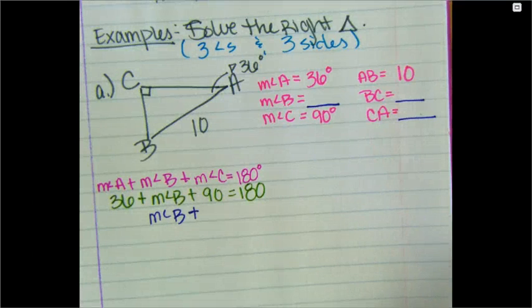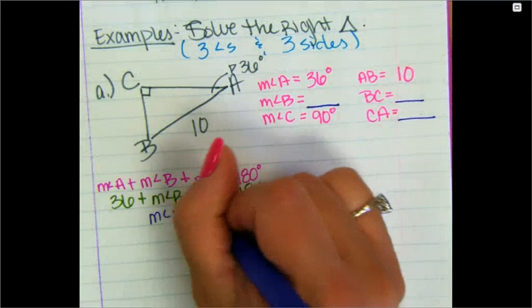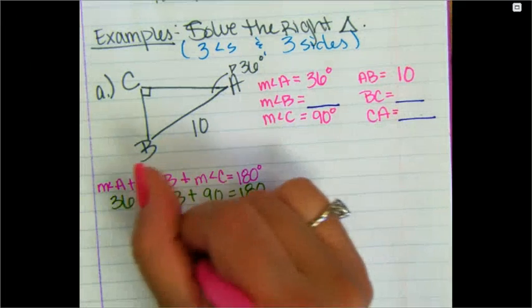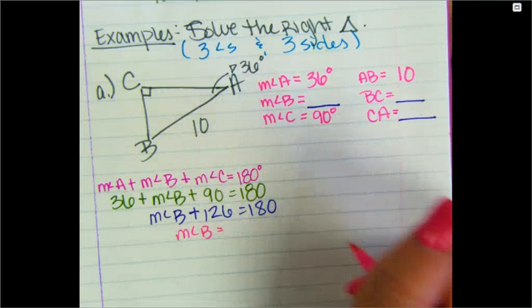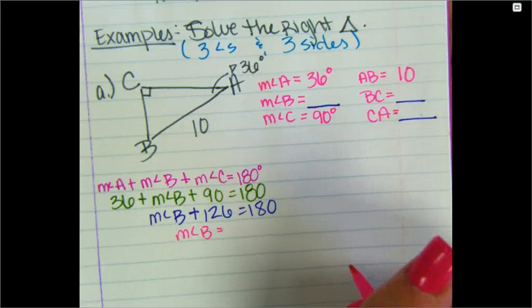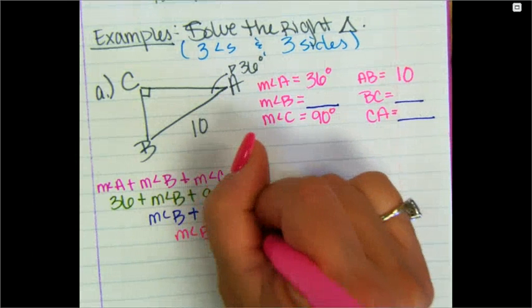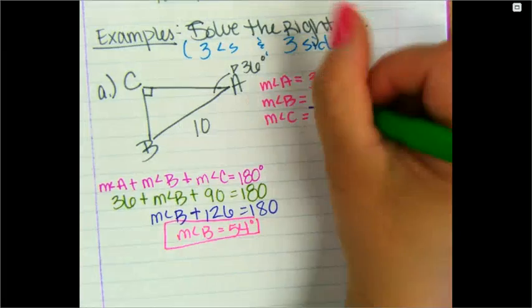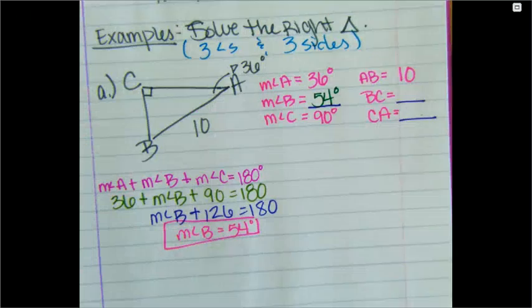What's the measure of angle B adding to? 126 equals 180. So what's the measure of angle B? How much? Do we agree? I don't know, I'm asking you. Did we get 54 degrees? If you don't have a calculator and you need one, you probably could go get one. So fill it in over here.